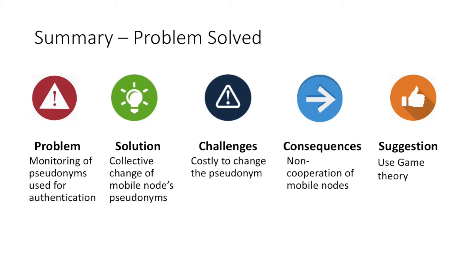The solution that is often suggested to protect location privacy is that mobile nodes collectively change their pseudonyms in specific zones. But the challenge is that it is costly to change the pseudonym for several reasons. For example, it can cause overhead, nodes can have a limited number of pseudonyms so they can become a scarce resource. Also, not all zones provide high location privacy guarantees.